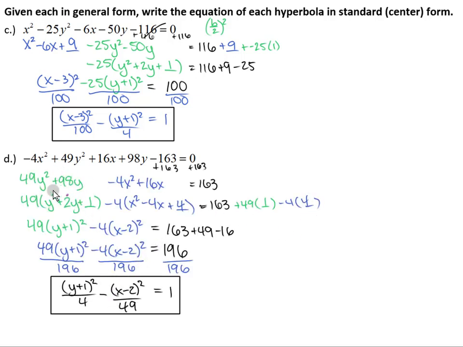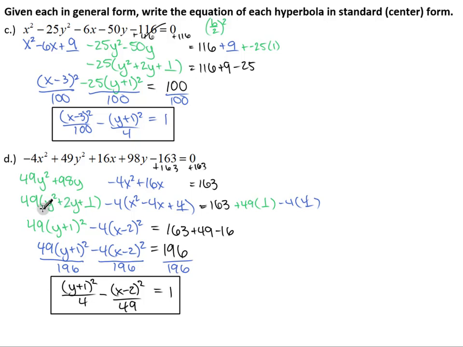All right, we should have ended up here with (y + 1)² over 4 minus (x − 2)² over 49 equals 1. So you can check the work here. We added 163 over. We paired up our y's. We put y first because it was the positive of the two, which does mean this is a vertical hyperbola. It opens up and down.